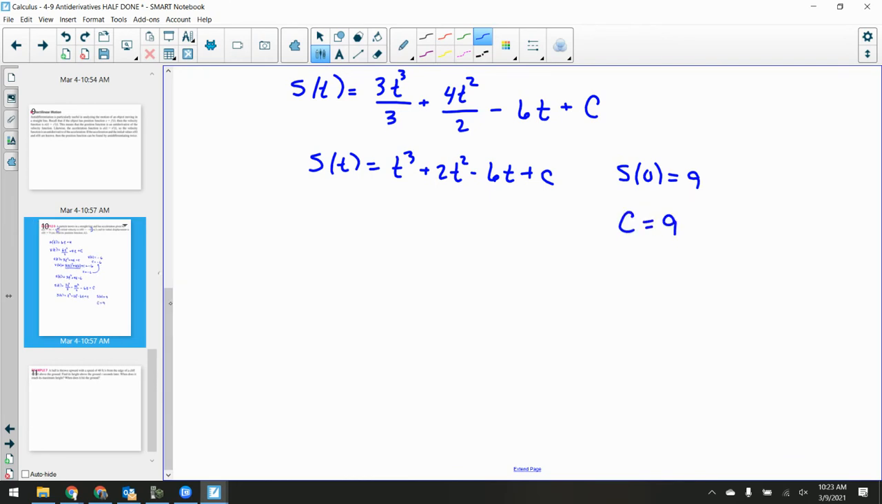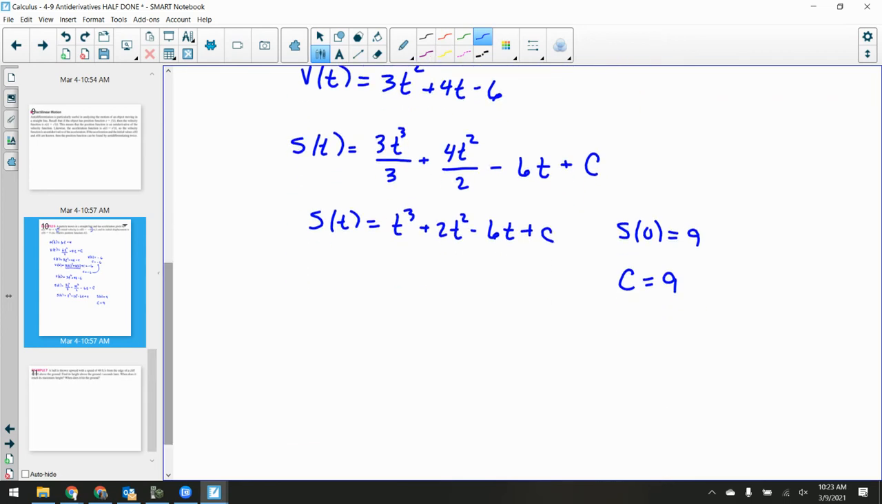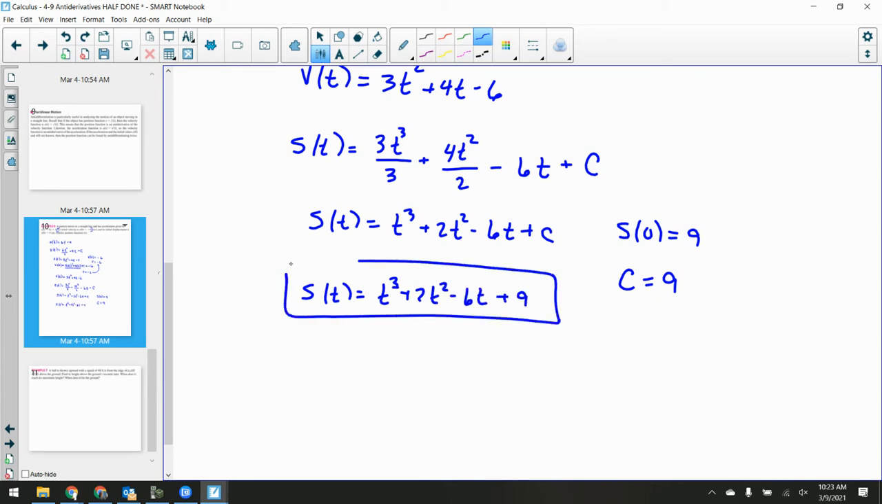For the same reason I used with my velocity, right? I hope we don't mind, I'm not going to plug in 0 and show that again, because all I'll do is just say c equals 9. All right, so now we have S of t is equal to t to the third plus 2t squared minus 6t plus 9. And that's my position.